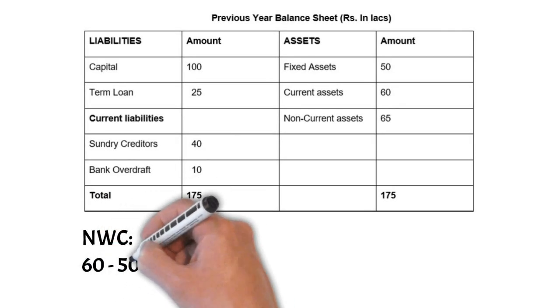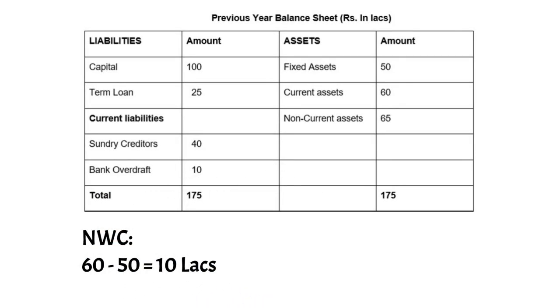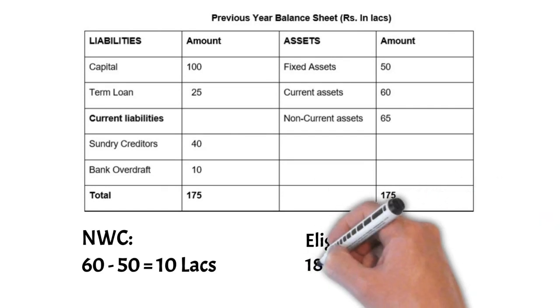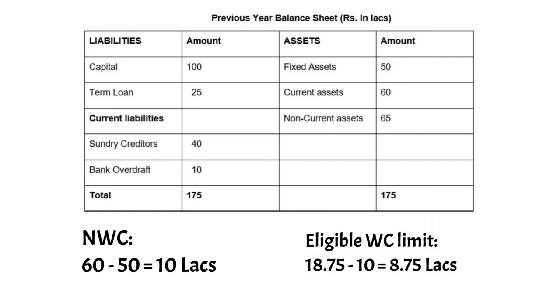NWC in this case quite painfully comes down to 10 lakhs. That is above the threshold limit of 8.75 lakhs for the margin we arrived earlier, isn't it? And shockingly, the eligible working capital limit is 8.75 lakhs. So what to do in this kind of situation? How are you going to renew the account?